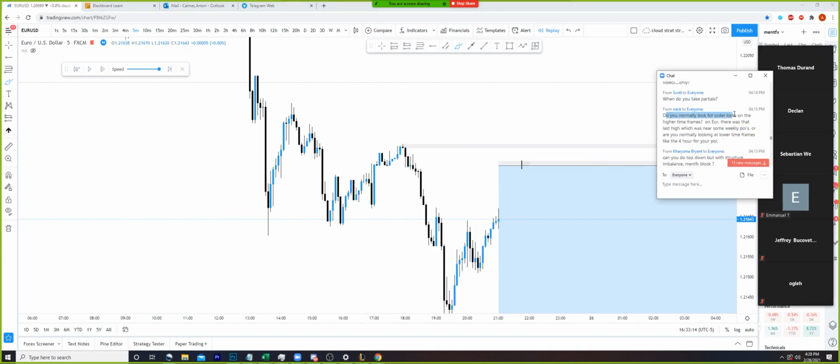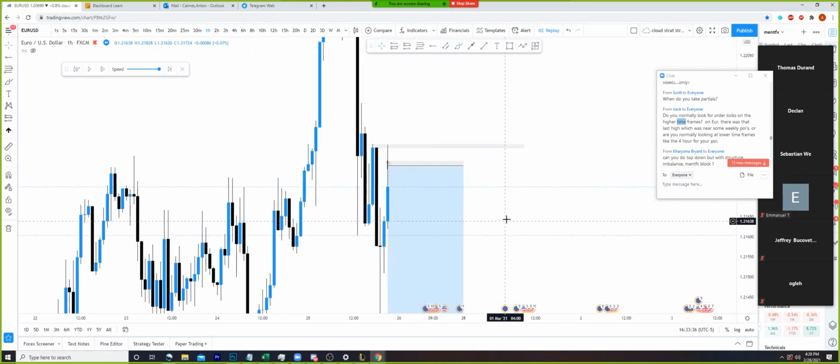Do you normally look for supply and demand zones on the higher time frames? On Euro, there was that last high. Do you normally look for these on higher time frames? No, not at all. So again, notice what I circled here. This is a 5-minute supply zone. It does not matter what time frame you're on, right? This is just a refined one, I guess, because it was a refined one from the 1 hour.